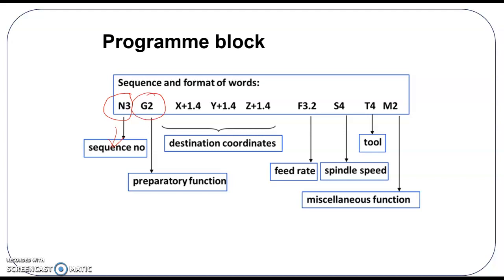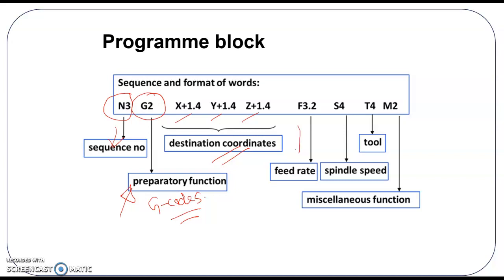Next is a code which starts with the letter G, and all the components of the program block which start with the letter G are known as preparatory functions. There are a set of G codes available. Preparatory functions, otherwise known as G codes. This is a famous name, G codes. Then it is followed by the destination coordinates, because in the program block we do not mention the starting coordinates, as we assume that the tool is at the starting point of the operation. So we give the destination coordinates as x, y, and z for a milling machine, and for a lathe it is x and z only.